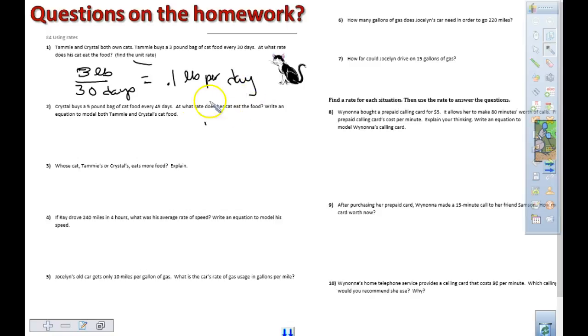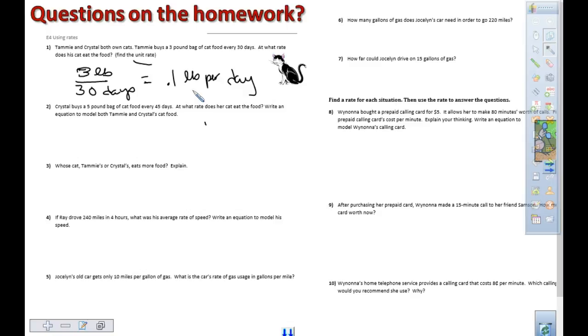Okay? Change yours if you got it wrong, if you had it different. 3 divided by 30. You do not want to flip those two around. We want to know how much food I am putting in my dog's dish, or in your cat's dish, not in this case a dog. Okay, let's go to Crystal.